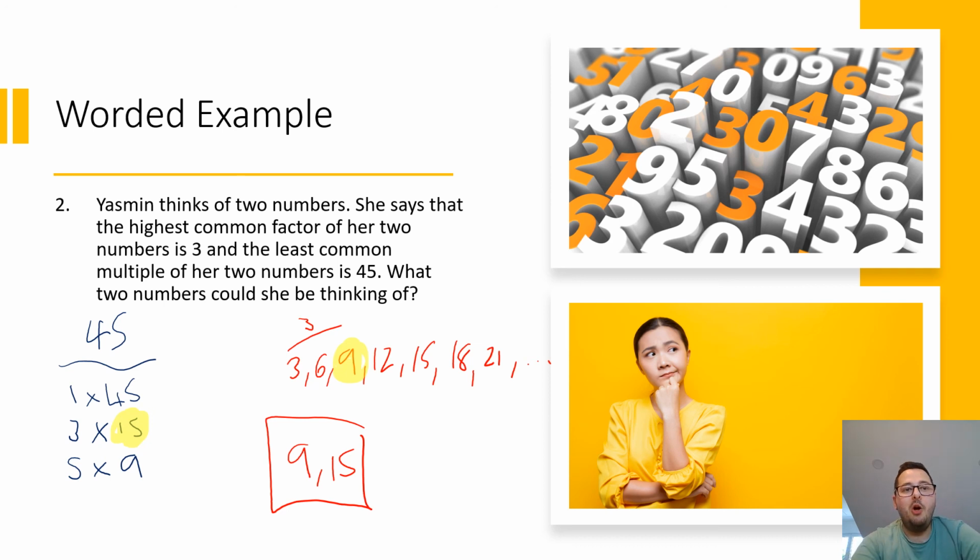Okay, so I hope that's been helpful. So this has been the highest common factor. So just remember that's the highest number that goes into both of a pair of numbers. And the best way to do that is to write out all the factors of each of the numbers and then see which one is in both.